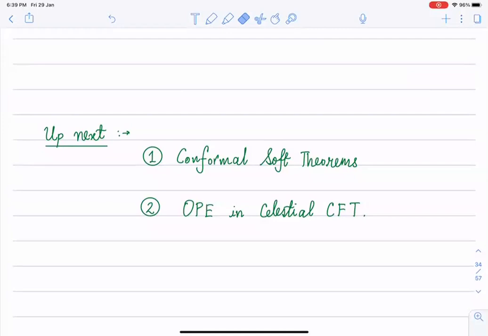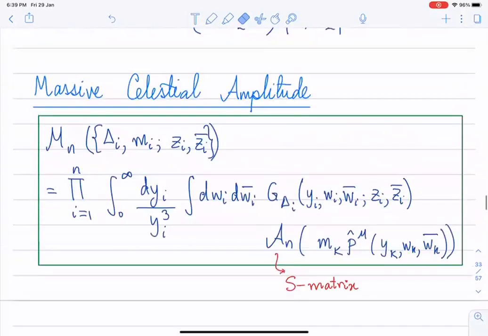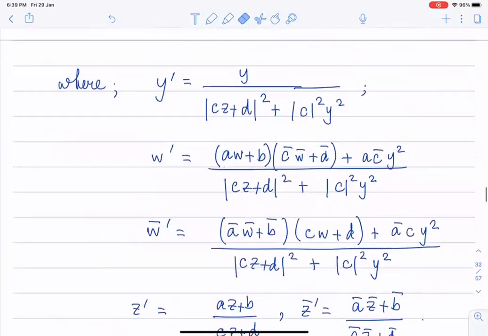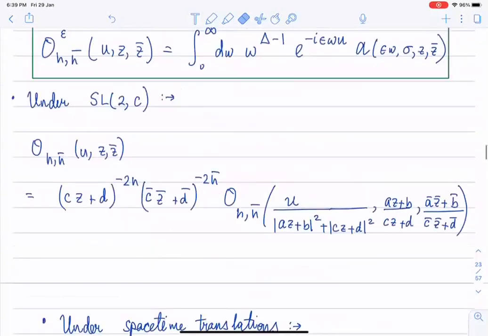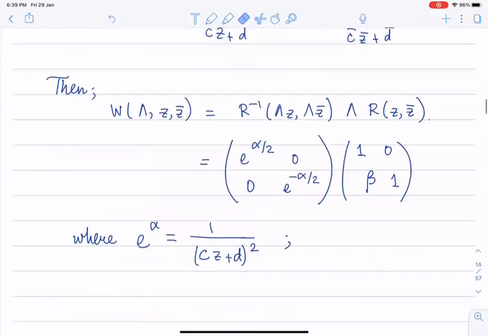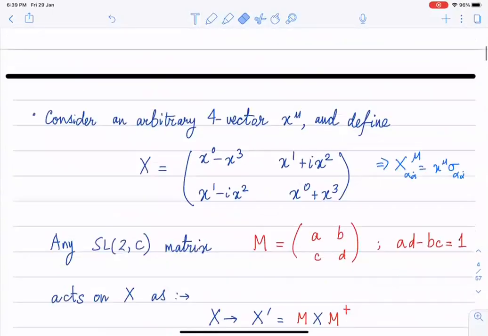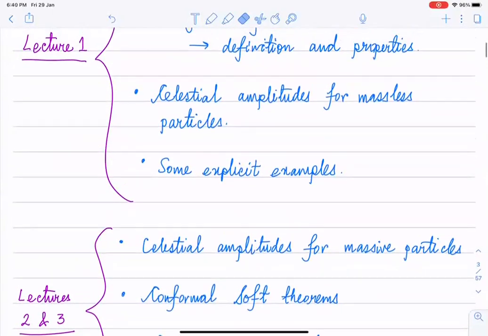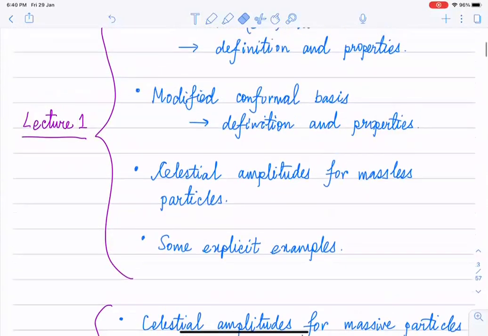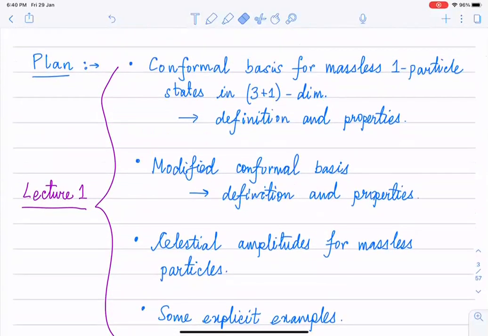So welcome back, everyone. This is the third part of a three-part series of lectures by Sudip Ghosh, and he's been giving a wonderful series of lectures on celestial holography and scattering amplitudes on the celestial sphere. So this is part three. Sudip, go ahead. Okay, so thanks guys for tuning in again.